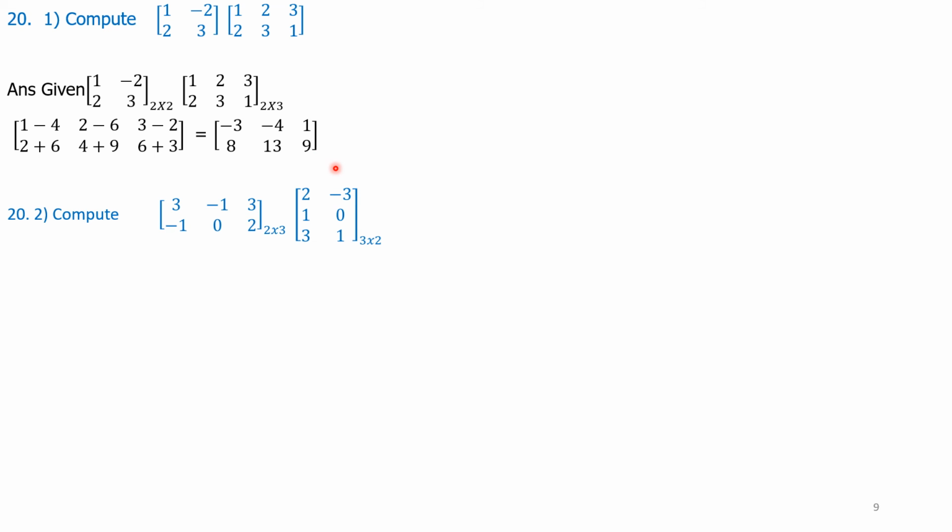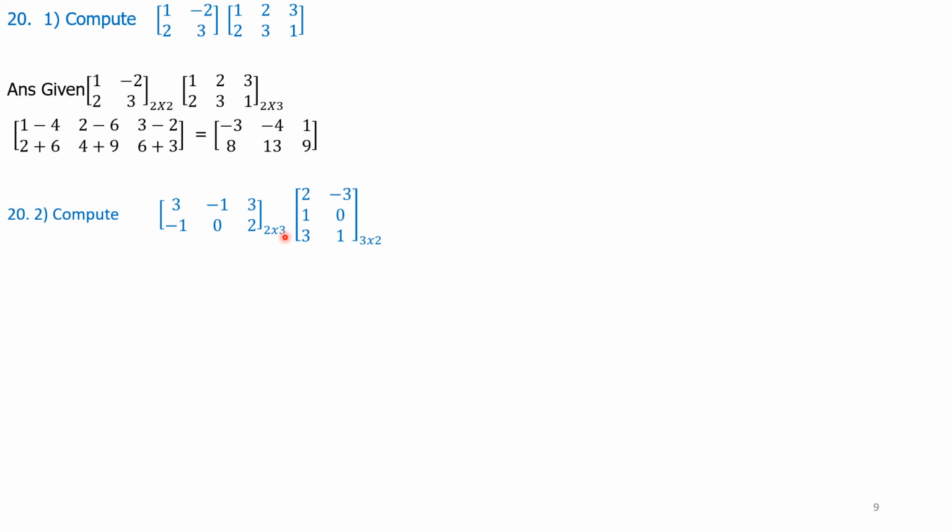Next question. Compute. It is similar to the first problem, that is 20 part 1. It is this one same. Here the given matrix is 3, minus 1, 3, minus 1, 0, 2 within brackets. This is 2 rows and 3 columns. 3, minus 1 is the first column, minus 1, 0 is the second column, 3, 2 is third column. So it is a matrix of 2 by 3.